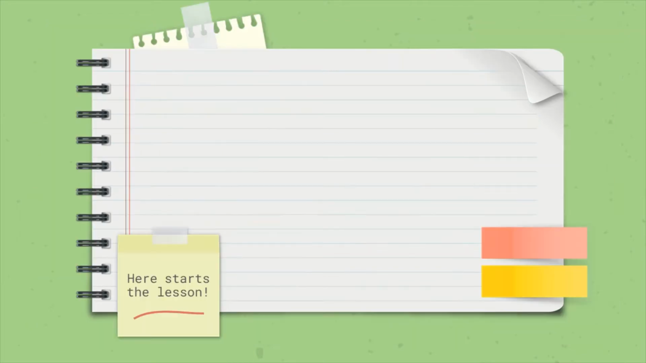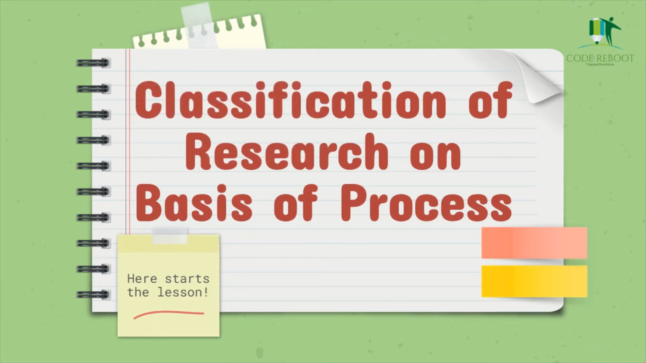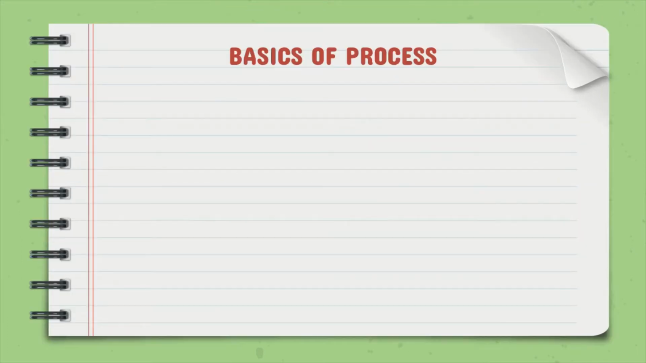So the next classification is based on the process. Based on the process we have two types. First thing is quantitative. So quantitative estimation.